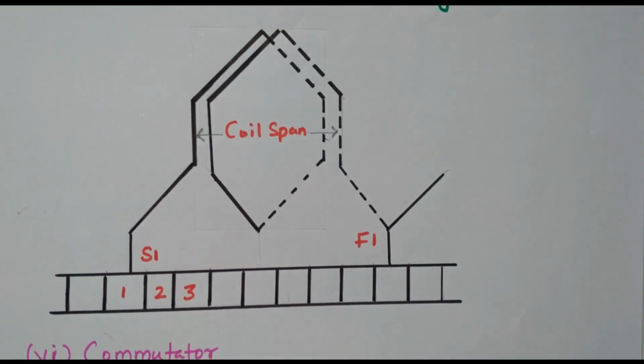Lap winding means each and every pole is completed, then it will go to the next pole. Here all poles are covered by the coil. Right. So these are the windings.